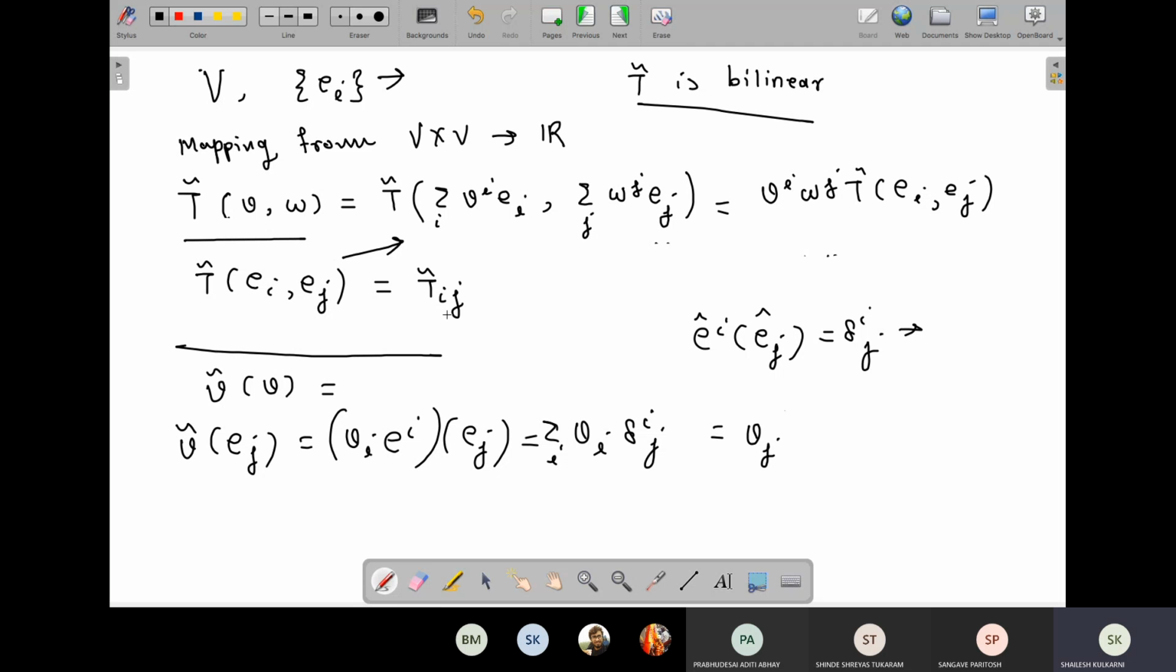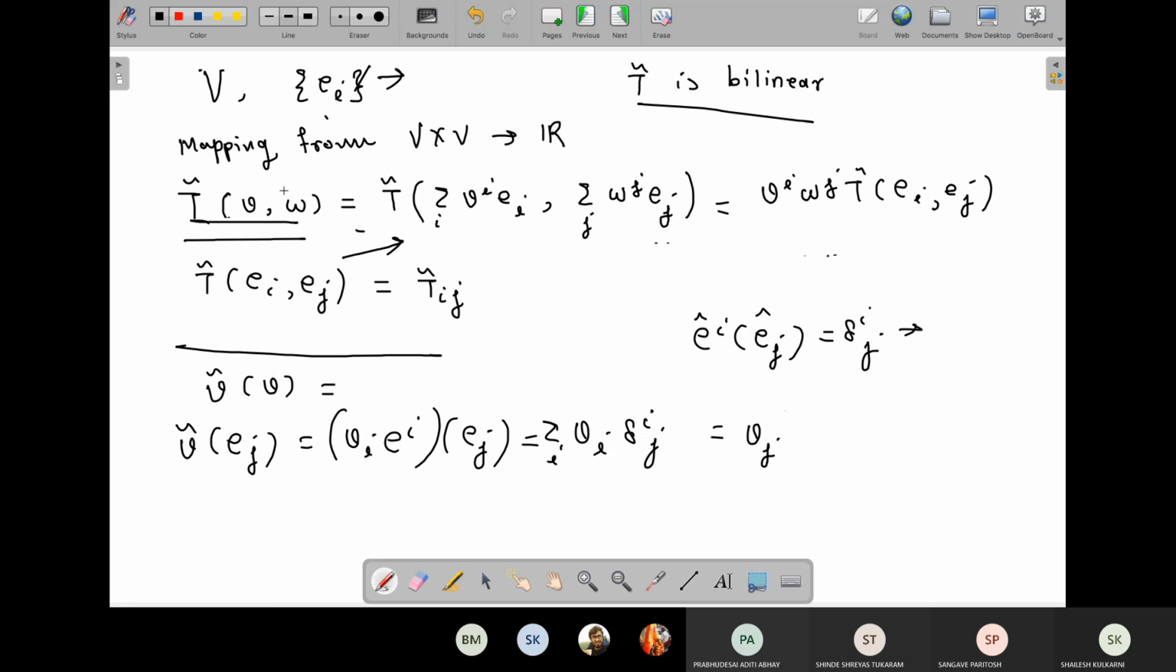So if I know this, I know basically this. Is it clear? These are called the components of T tilde in this basis. Remember, there is an independent existence to this T tilde, irrespective of this basis.